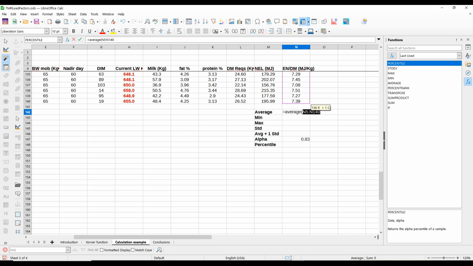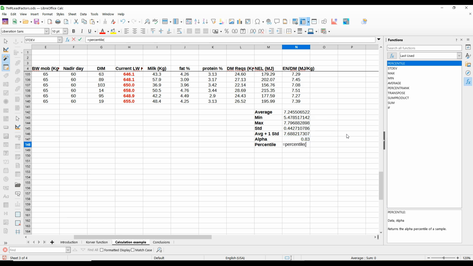Let's copy the range. Okay, again minimum, the same range, maximum, the same range. Okay, this is the maximum value, the minimum value, the standard deviation, of the same range, average value plus one standard deviation. This is the 83rd percentile.